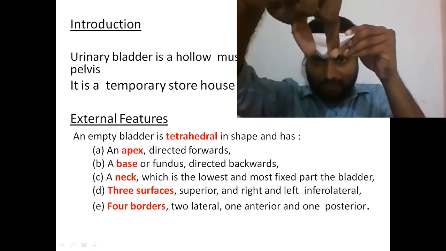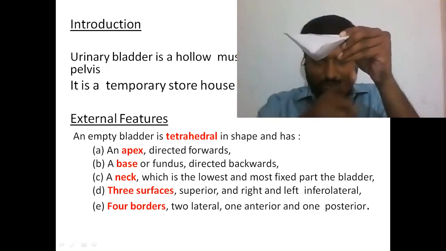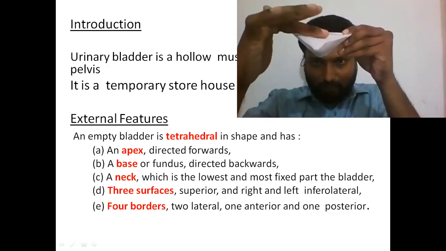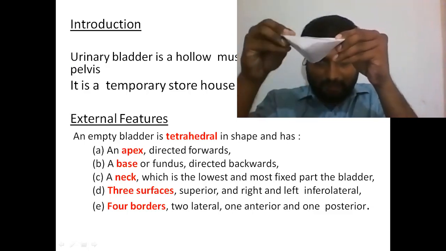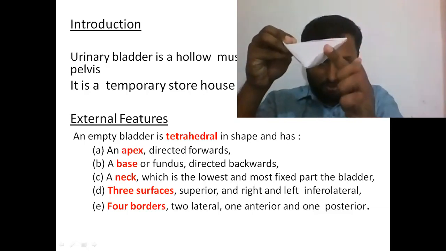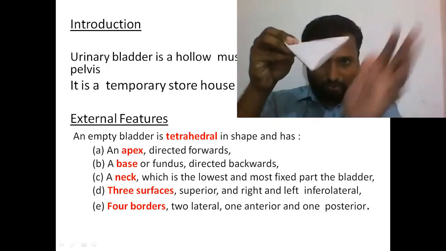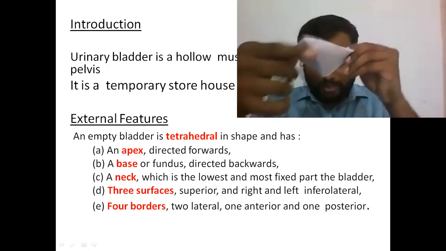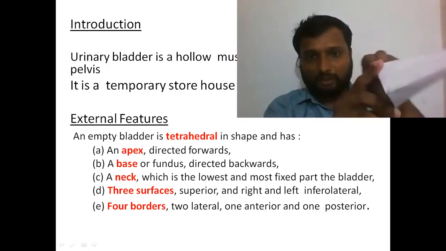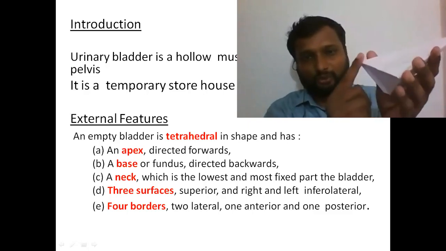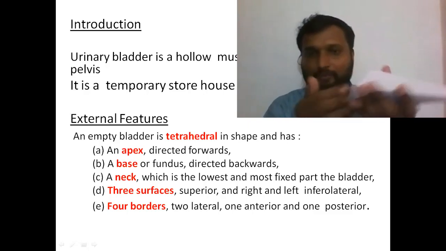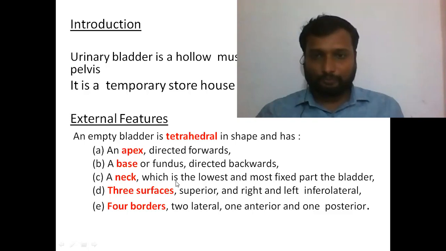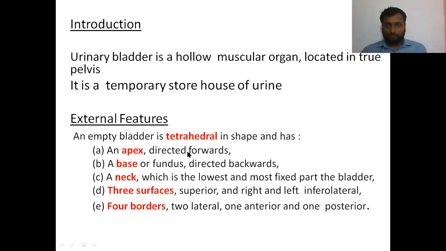These two lateral borders separate the superior surface from the corresponding infralateral surfaces. Means, see, the right lateral border separates the superior surface from the right infralateral surface. Like that, the left lateral border separates the superior surface from the left infralateral surface. So, two lateral borders, one anterior border, then one prominent posterior border, this one. Okay, here it is continuous. So this is the posterior border. So that point is clear now.